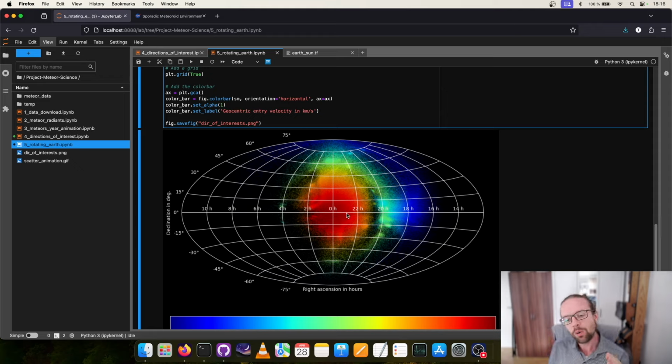Now, if we go 90 degrees to the right, 90 degrees for 24 hours means it's 6 hours. So from 0, 6 hours to the right, it's now 18. So the right ascension is 18 hours. And we see here our other, let's say, blob of information. And then this is our anti-Helian direction. And our Helian direction is here on the left side.